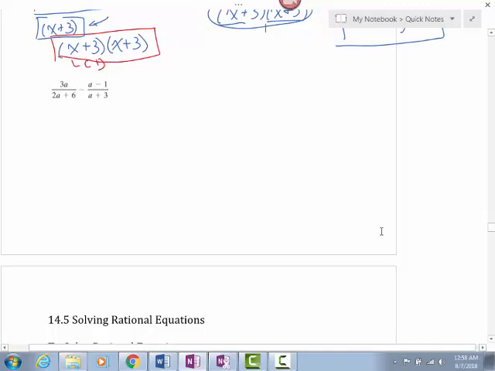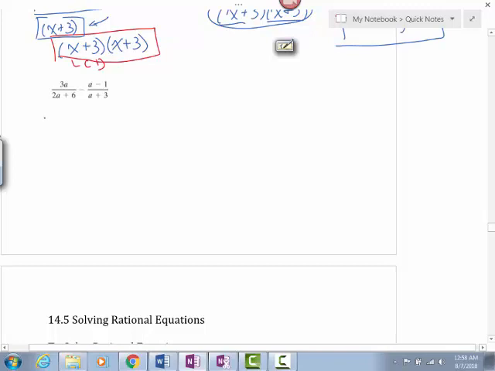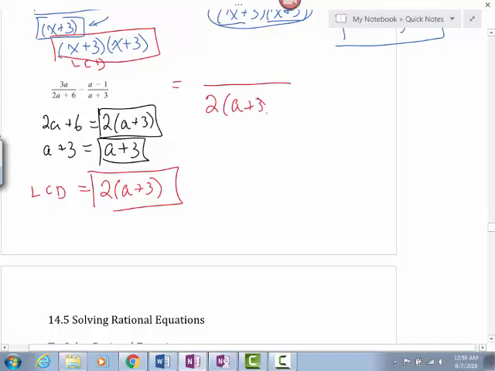All right. So let's take a look at this last problem here. So 2a plus 6, we can factor out a 2. We're left with an a plus 3. Well, a plus 3 on the second part is still a plus 3. So now I know that my LCD is going to be 2 and a plus 3. Okay. So let's write that out. 2 and a plus 3, 2 and a plus 3.